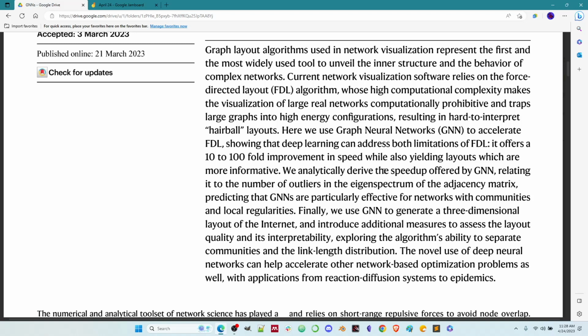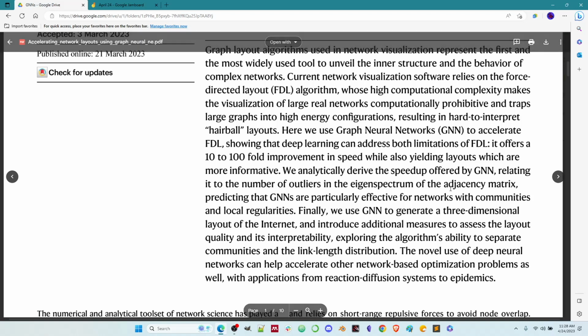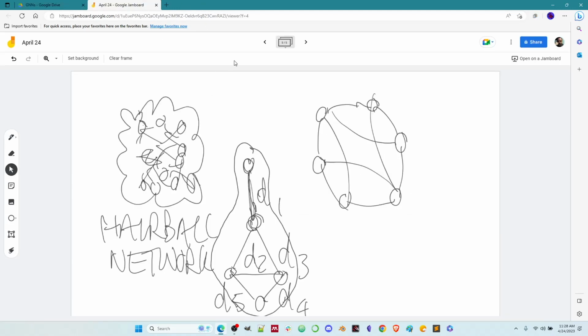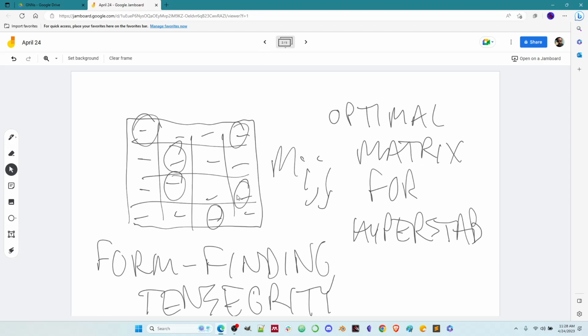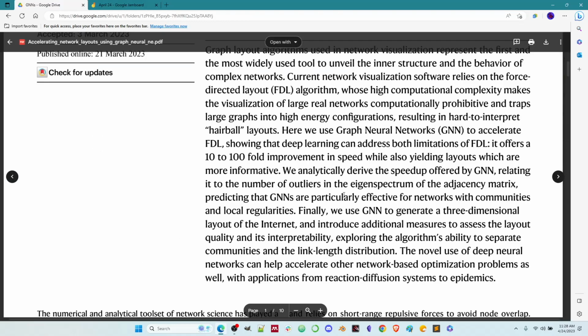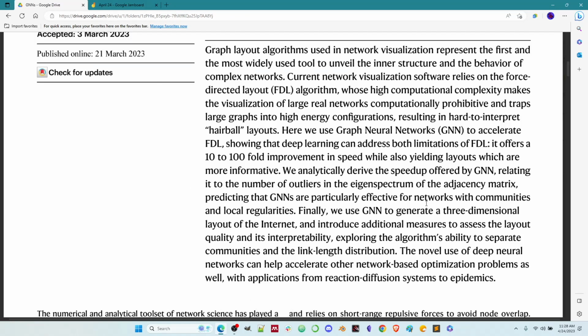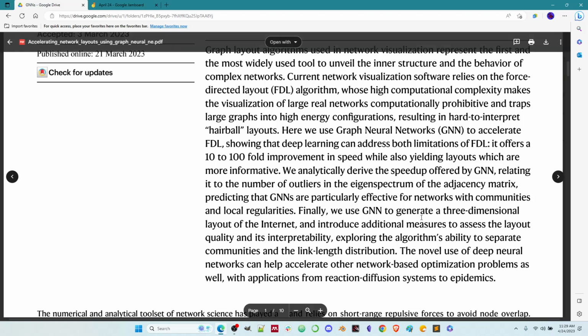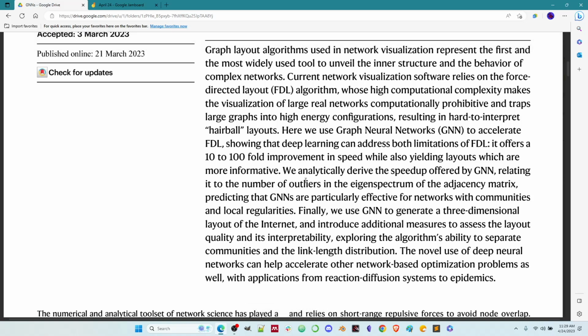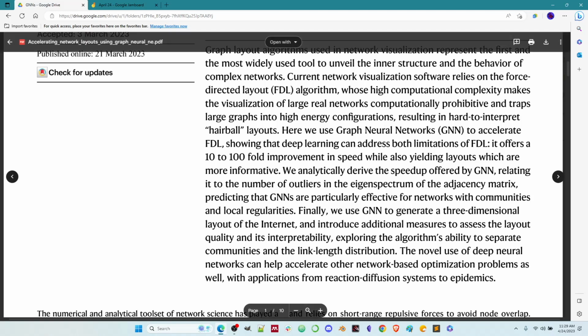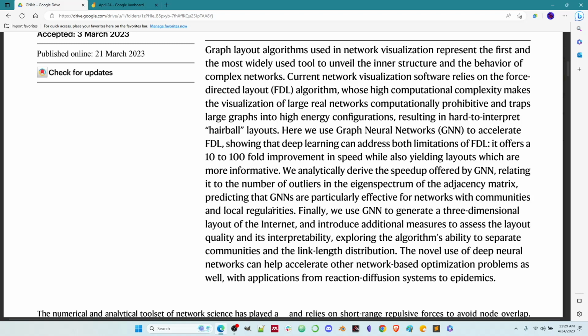So we analytically derive the speedup offered by GNN, relating it to the number of outliers in the eigenspectrum of the adjacency matrix. So this is this matrix back here. The adjacency matrix is M sub ij, which is giving us these adjacency relationships. We get their eigenspectrum that you can extract from that, and you can look at different aspects of the graph that way, and you can actually relate the computational power of GNNs to this ability to sort of pick things out of the graph. Particularly, the GNNs are particularly effective for networks with communities and local regularities. So communities are just groups within the graph that are highly clustered together, and regularities are just like the triangles that I mentioned, or different substructures in the network, like circular connectivity or something like that.